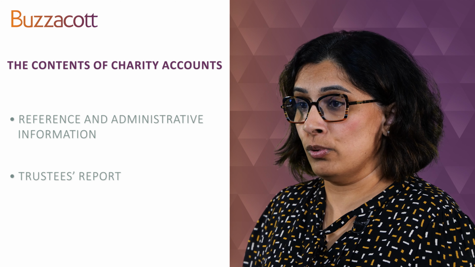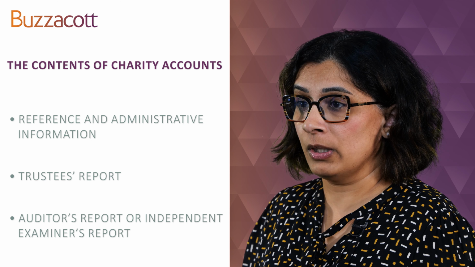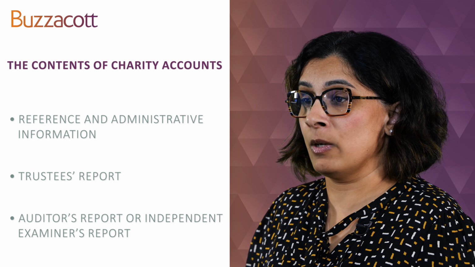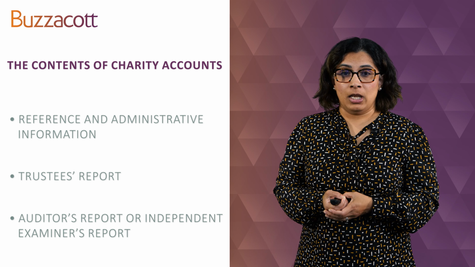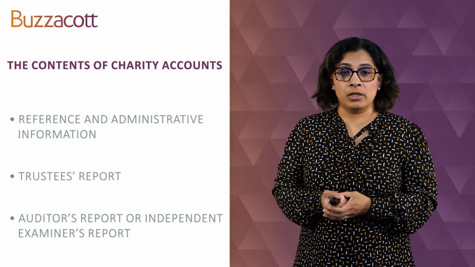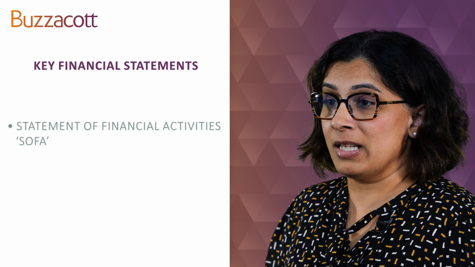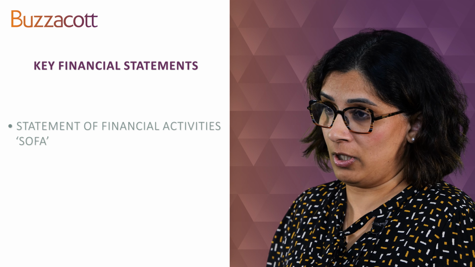After the trustees' report, you have the auditor's report or an independent examiner's report. The key thing here is to be aware of what the opinion is. A clean audit opinion is essentially the auditor agreeing that the accounts show a true and fair view. Then you have the Statement of Financial Activities, or as it's commonly known, the SOFA. It is in essence the income and expenditure statement for the charity.